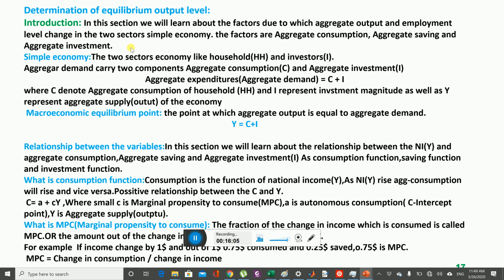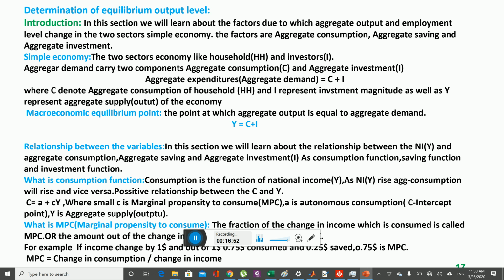I am again summarizing this determination of the equilibrium output level. In this section, we will learn what a simple economy is, as well as the factors due to which the employment level and the aggregate output level in the economy change. Simple economy is a two sectors economy, with household and investor. Aggregate demand of this simple economy carries two components: aggregate consumption and aggregate investment. So aggregate demand equals C plus I. Aggregate expenditures and aggregate demand carry the same meaning.